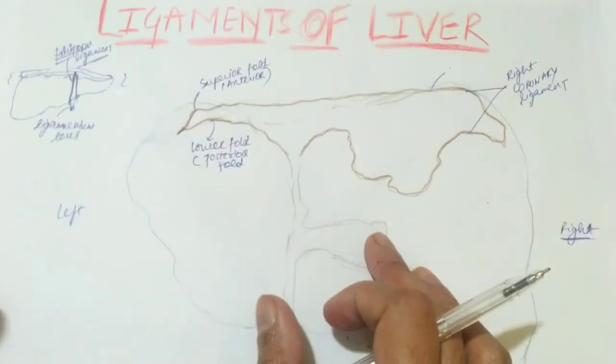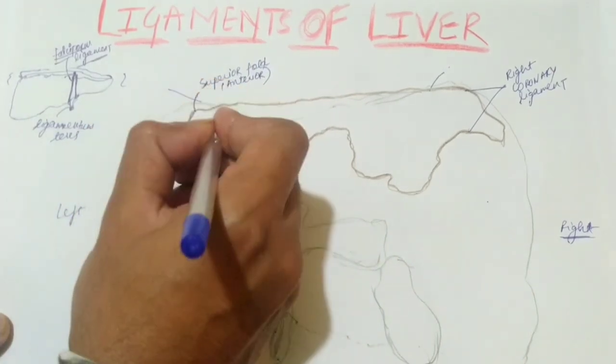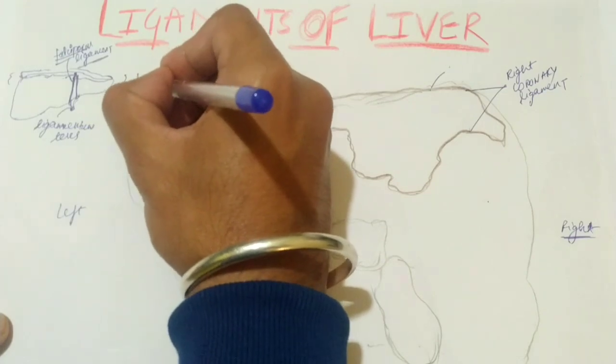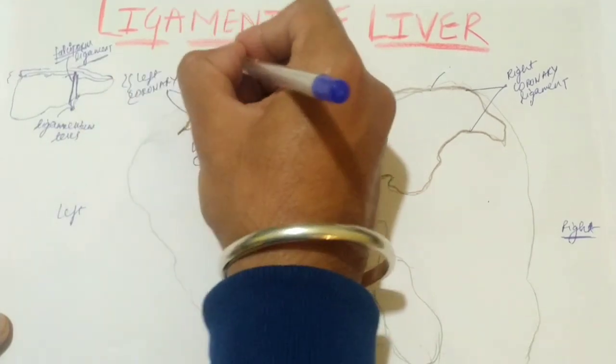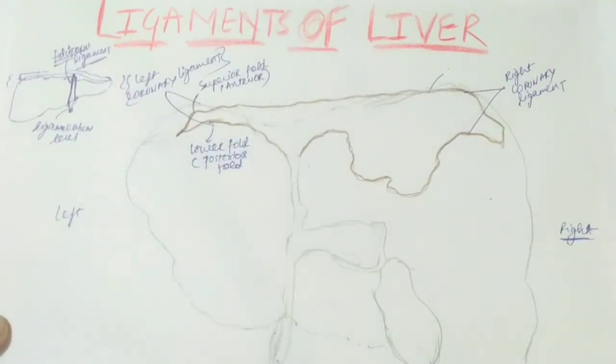So this is the first ligament, right and left. So this side is your left. So both this part and this part are your left coronary ligament, okay? It has a wide pathway in the liver. It is a very long ligament, okay? So it is actually a peritoneal fold.